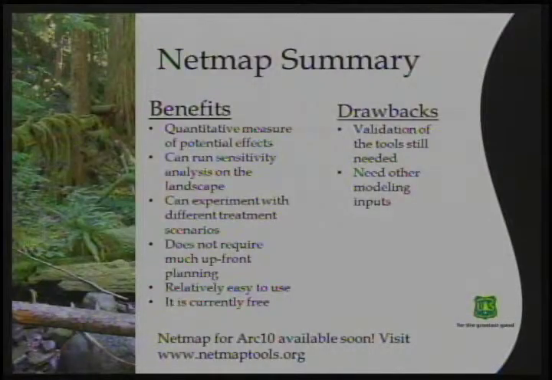So just a summary in NetMap. Benefits are you can get quantitative measures of the potential effects. You can run a sensitivity analysis on the landscape. You can experiment with different treatment scenarios before you do anything. Does not require much upfront planning. You can do this. These tools are going to be available soon, and you can run these from your desk. Relatively easy to use, and it's currently free.